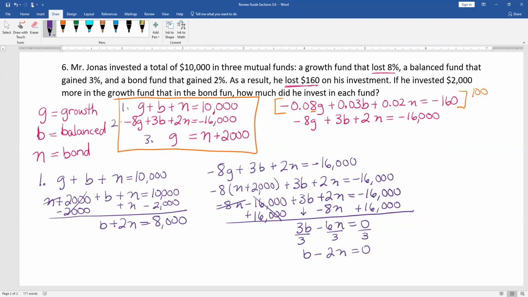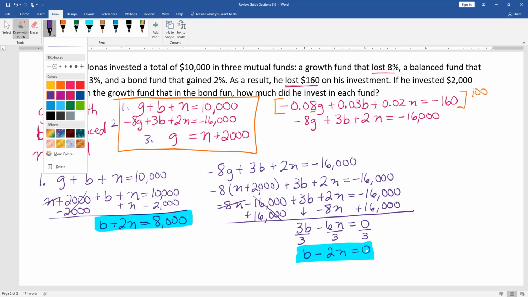You can use the original if you want. You'll get the same answer. But the nice thing about this one is when I pair it with its partner here, you'll notice that I can eliminate the n variable. So I'm going to do that. It makes me happy.